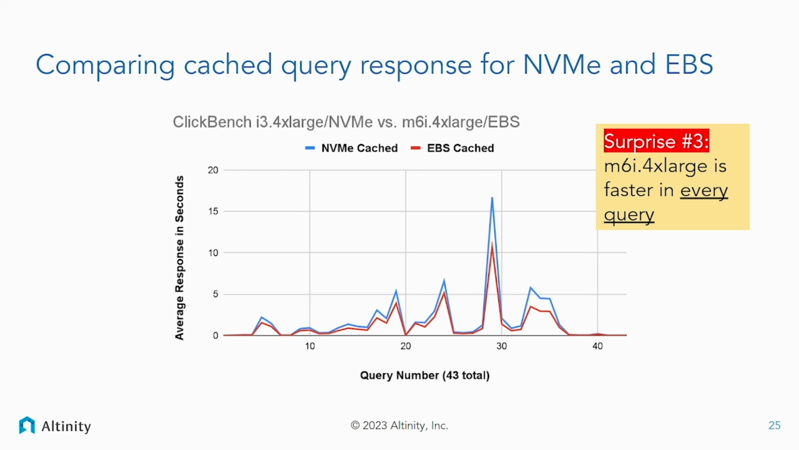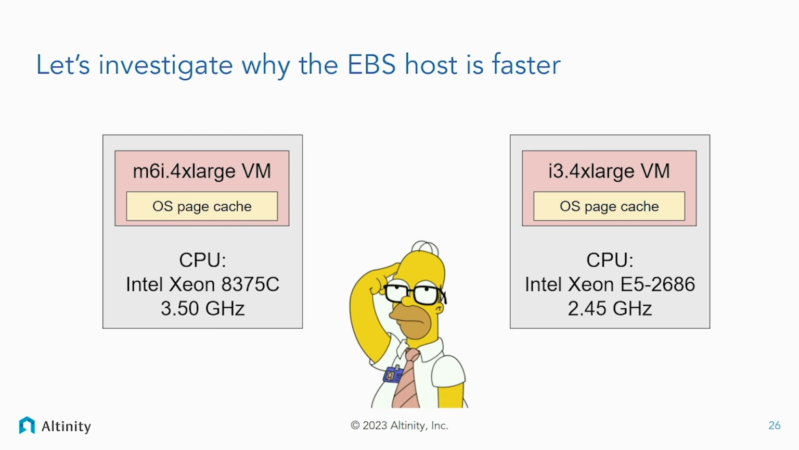Now, remember, we're reading from the buffer cache, or the page cache. So why is that performance the same? Well, here's what I think. See, here are the 2 VMs we're testing. Does anybody notice a difference between them?